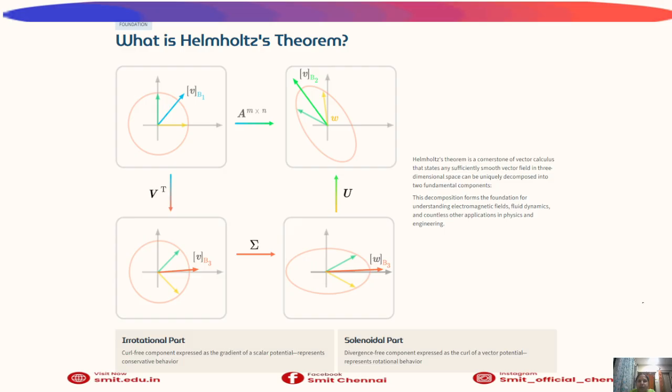In magnetostatics, magnetic fields are classic examples of solenoidal fields because magnetic field lines never begin or end. They always form closed paths. This divergence-free nature reflects the non-existence of magnetic monopoles. Thus, the solenoidal component captures the purely rotational characteristics of a vector field.